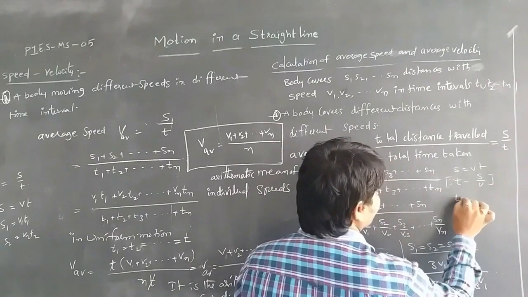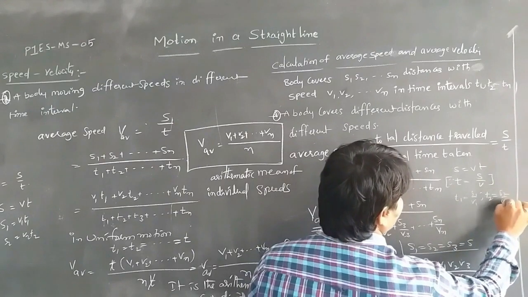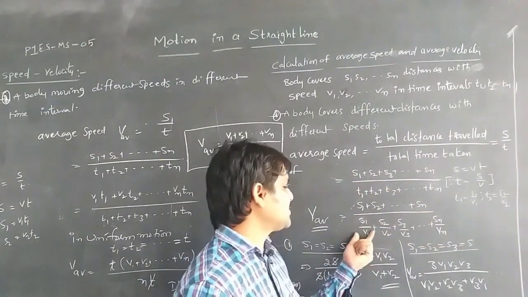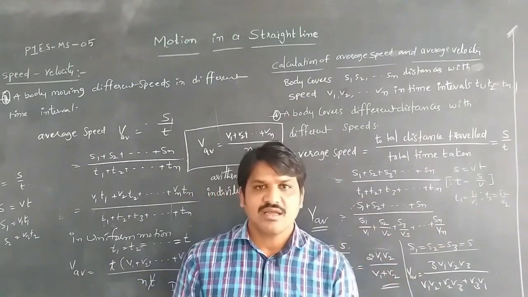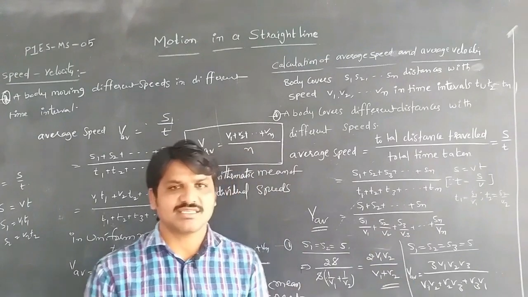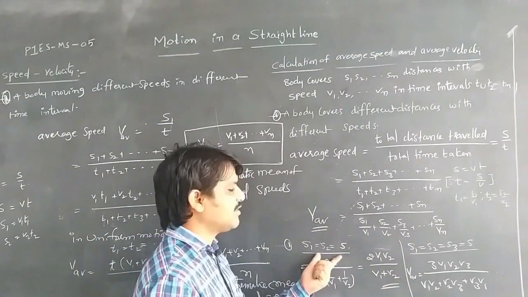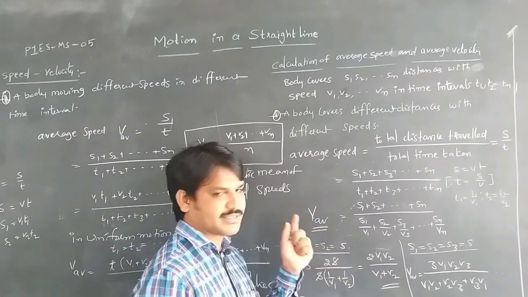From the relation, T1 is equal to S1 by V1 and T2 is equal to S2 by V2. Like that, instead of T1 we write S1 by V1 plus S2 by V2 up to Sn by Vn. In the case of uniform motion, equal distances are travelled by a body in uniform motion. So we consider that S1 is equal to S2 is equal to S.